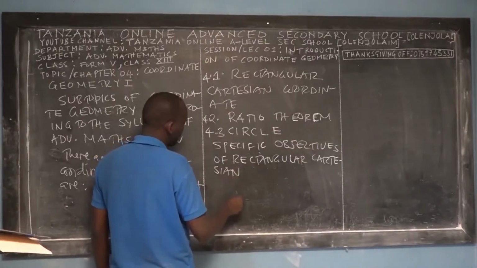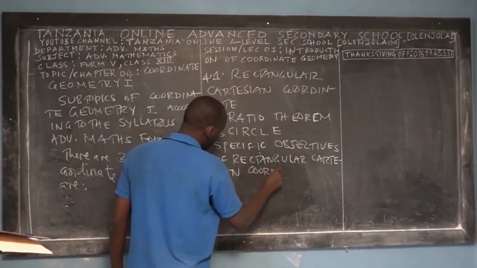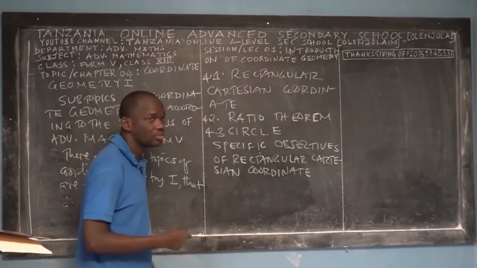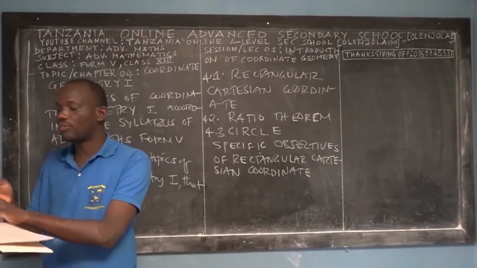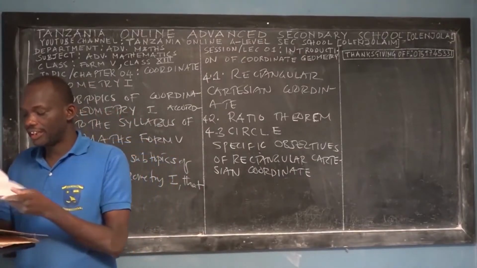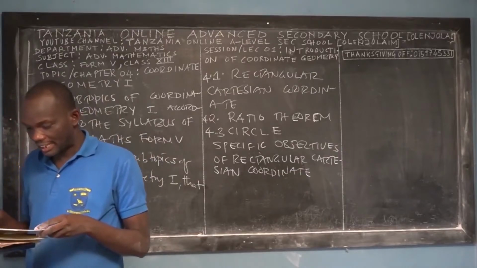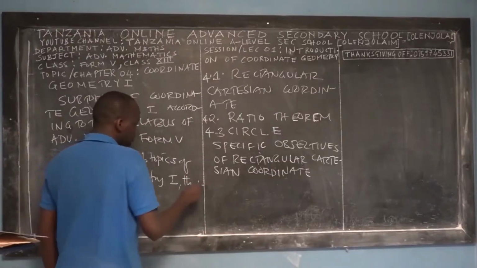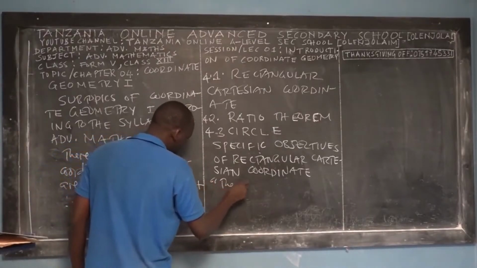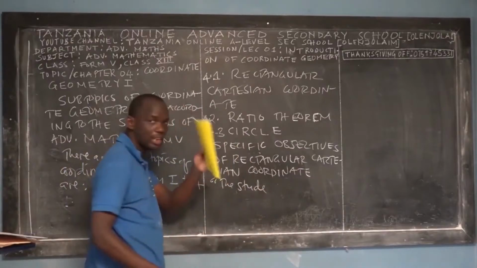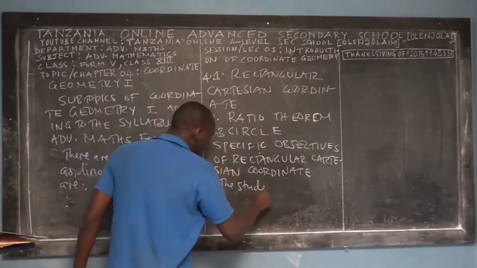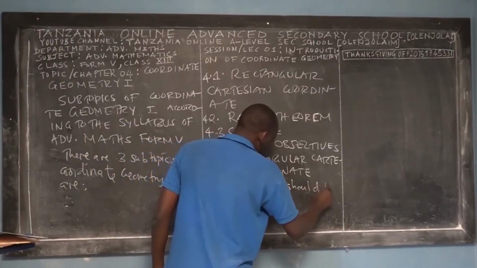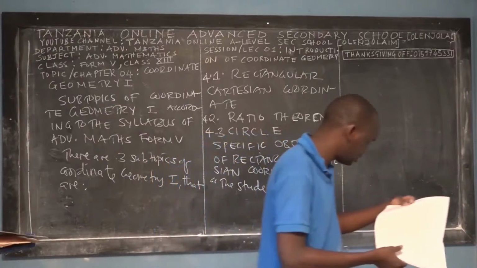Okay, rectangular Cartesian coordinates. I want to present to you the specific objectives that the students have to achieve at the end of learning the subtopic of rectangular Cartesian coordinates. Let me quote the syllabus. This syllabus is yellow in color, so you can order it online.